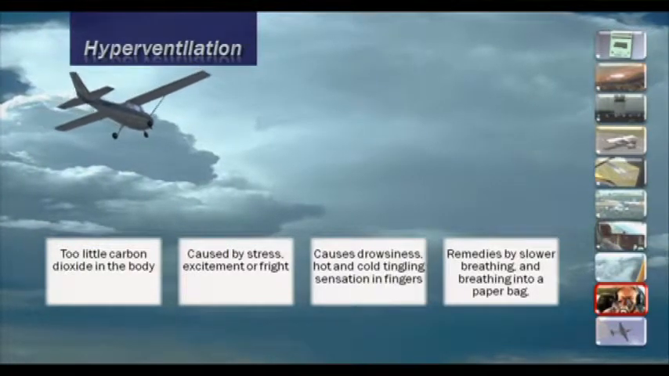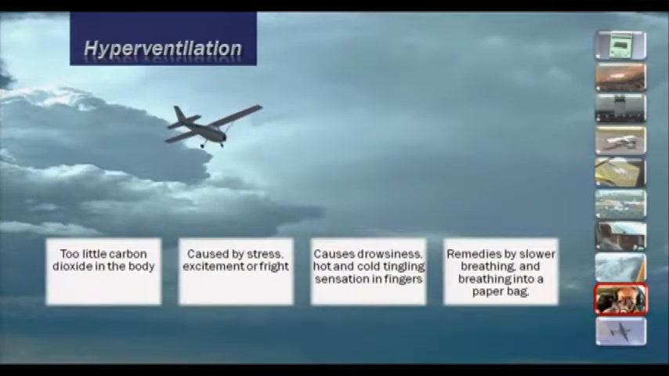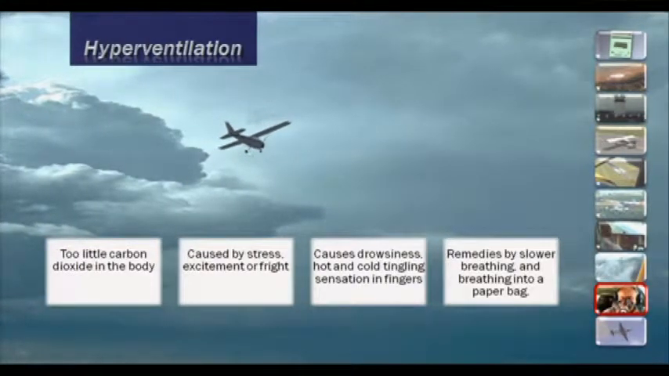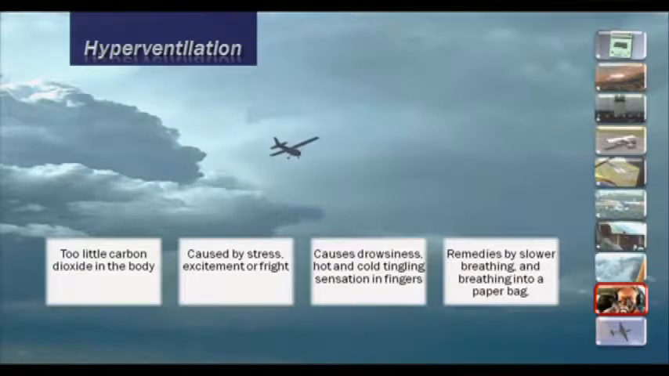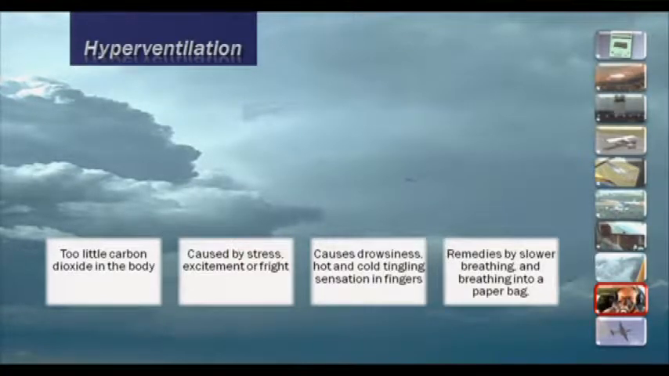When you're excited, tensed, stressed, or frightened, you may breathe too rapidly and exhale more carbon dioxide than normal. Symptoms of hyperventilation include drowsiness, hot and cold tingling in fingers and toes, and nausea. You can overcome these symptoms by breathing more slowly than normal. Talking out loud also helps to reduce your breathing rate. Sometimes breathing into a paper bag may help, but remember that could be difficult to do in flight.